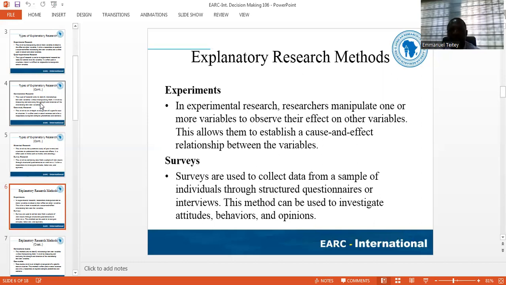Explanatory research methods that we can use to apply explanatory research. One, experiment. In experimental research, researchers manipulate one or more variables to observe their effect on other variables. This allows them to establish a cause and effect relationship between the variables. Two, survey. Surveys are used to collect data from a sample of individuals through structured questionnaires or interviews. This method can be used to investigate attitudes, behavior, and opinions.